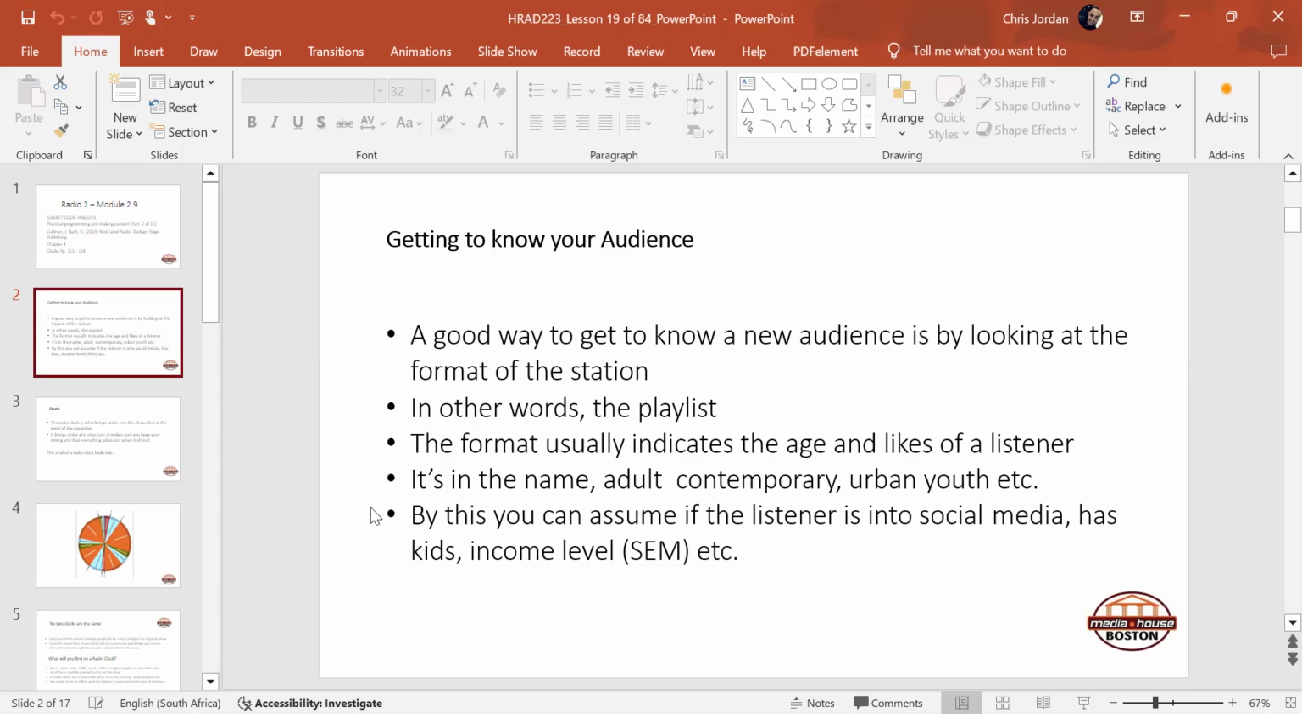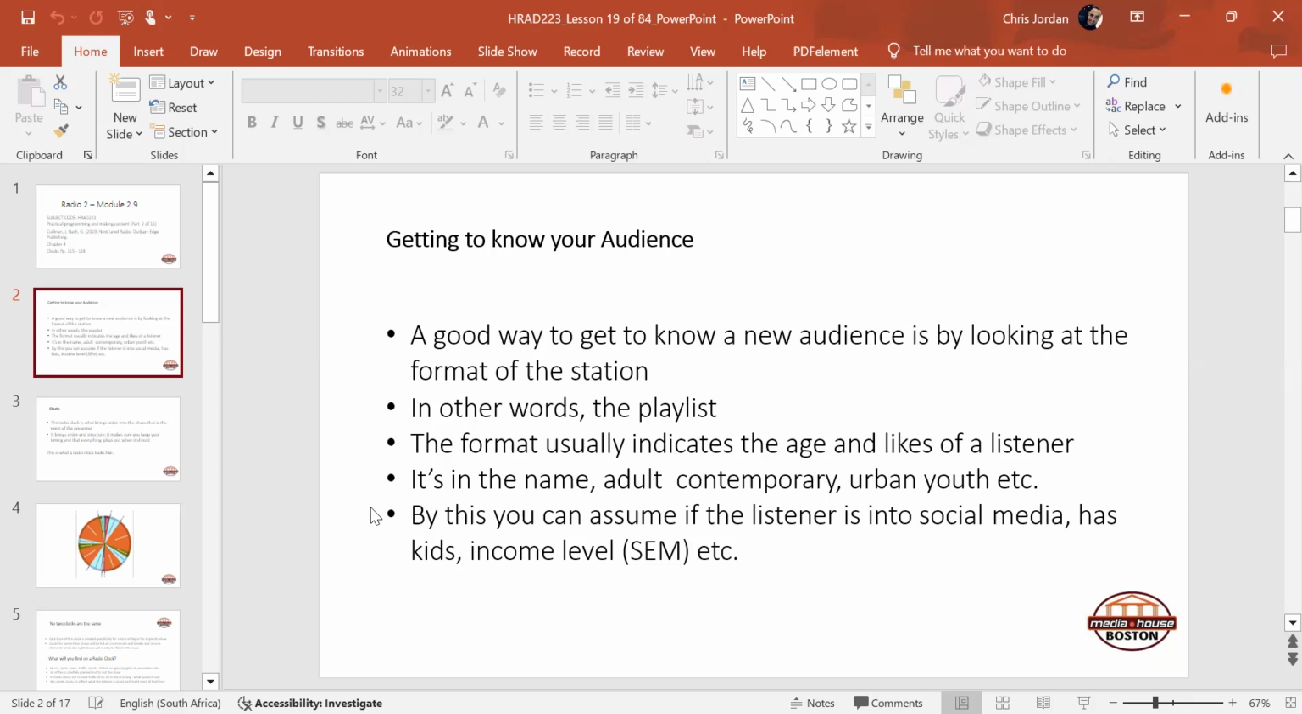But a good way to get to know your audience is by looking at the format of the station, in other words, the playlist. When we discussed licensing before, you became a bit more familiar with formats of stations. We discussed CHR and HR and urban adult contemporary as well, which were the main branches here in South Africa. And then we had obviously the PBS, talk, music radio, talk music hybrids, etc. Those are the formats of a station.